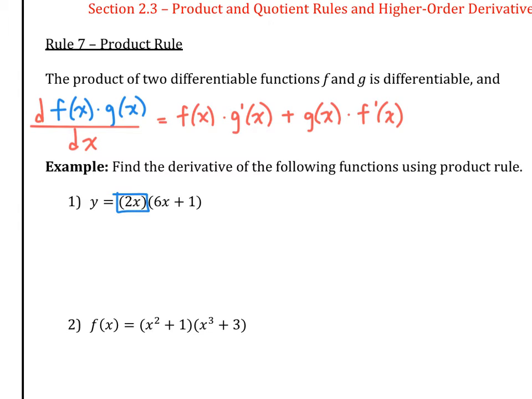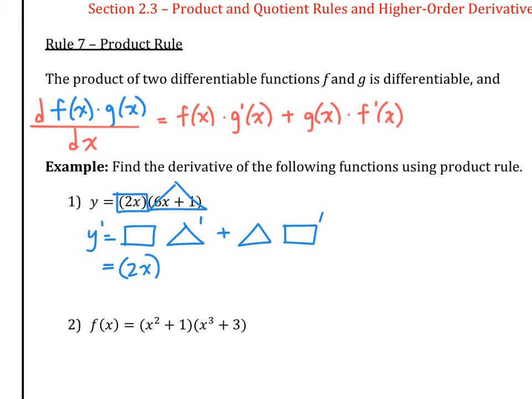So let's just call it box and triangle. So two functions, they are both in terms of x. Then the derivative is, let's just write it in box and triangle. So box d triangle plus triangle d box. Okay, so box is 2x. The derivative of triangle is 6 plus triangle times derivative of box. And then you want to just simplify as much as you can. So 12x plus 12x plus 2.